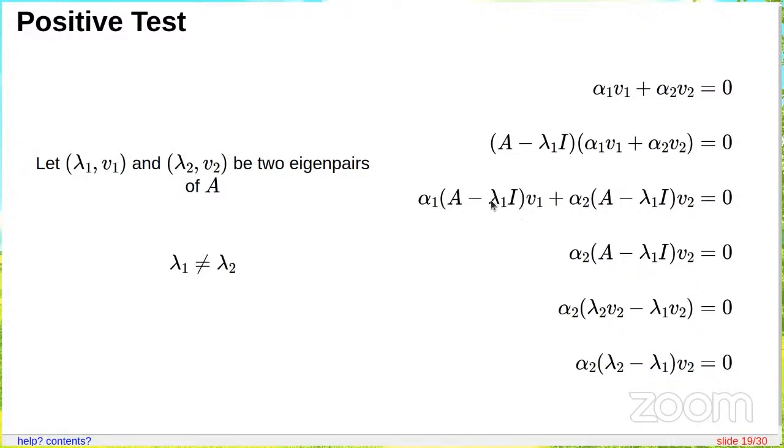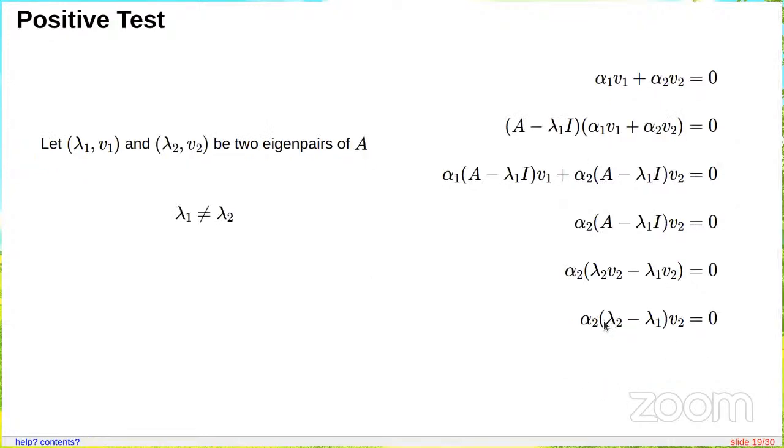Sir, how did we write A as lambda 2 V2? We didn't write A as lambda 2 V2, right? We wrote A V2 as lambda 2 V2. A times V2 as lambda 2 V2. Okay. Because it is given there that lambda 2, V2 is an eigenpair. So that means we can write A V2 is lambda 2 V2. Yeah. Okay, so after this step, what is the next step?